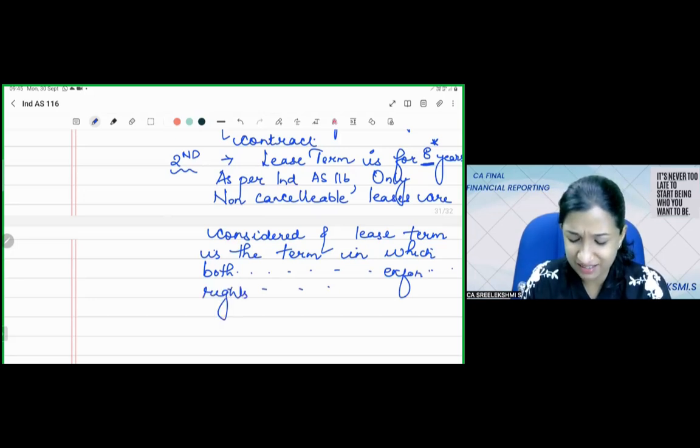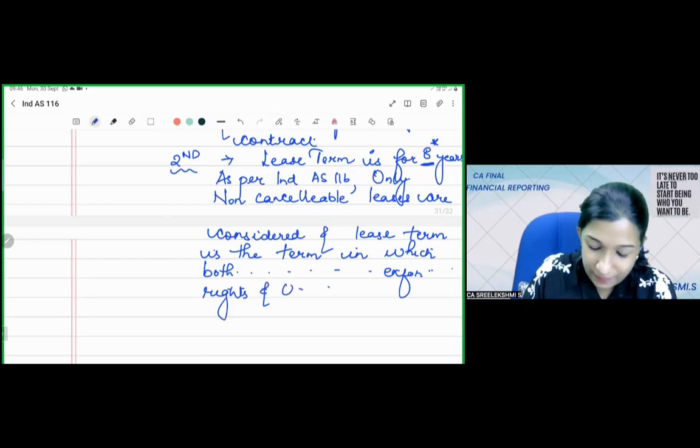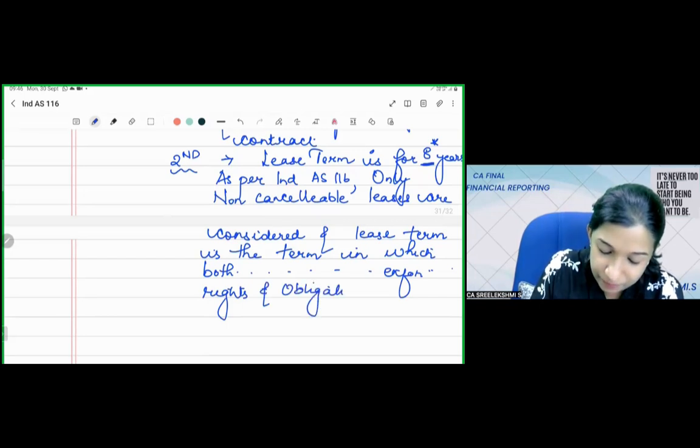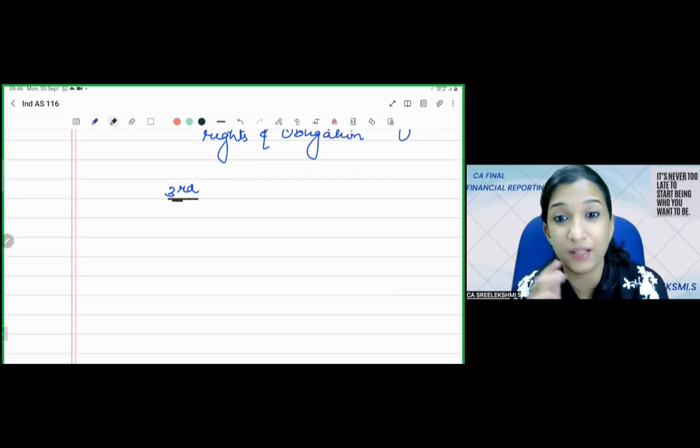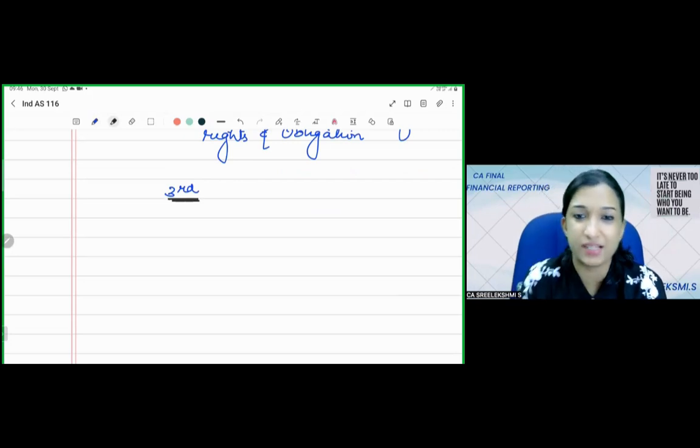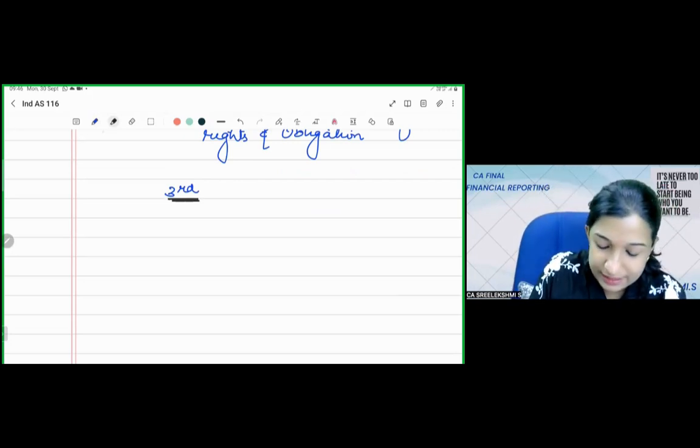What is next? Then my third part. What is the third part? Computing lease liability and ROU asset. How much should we take as lease liability?